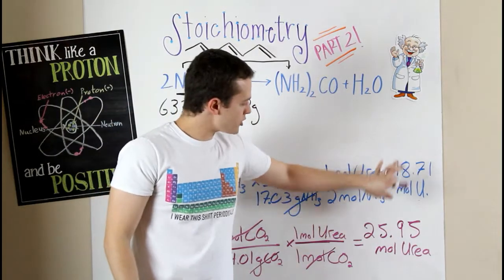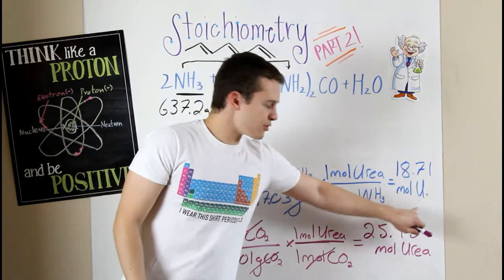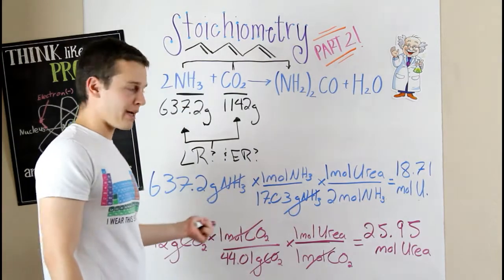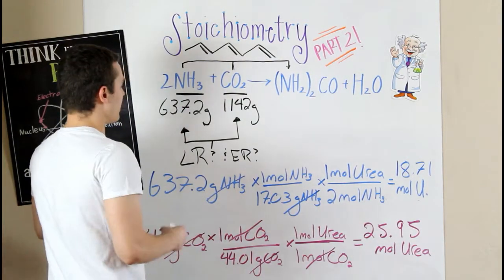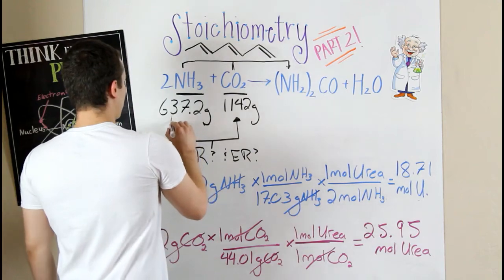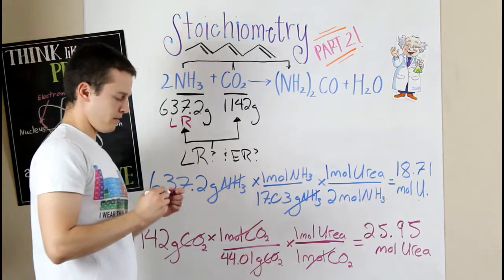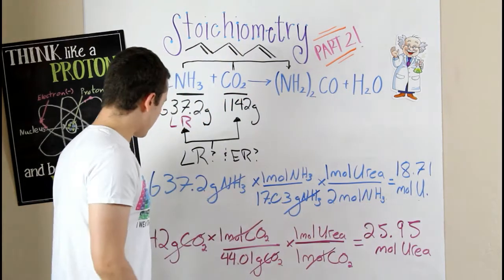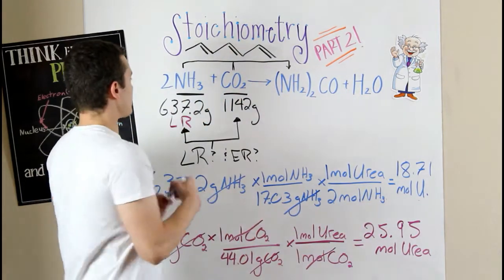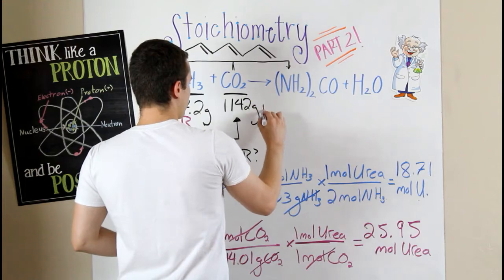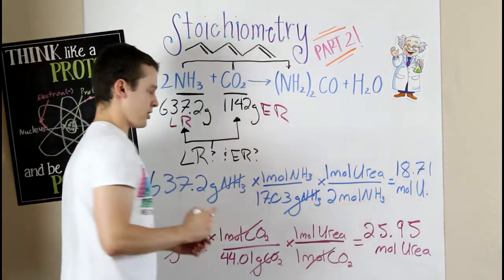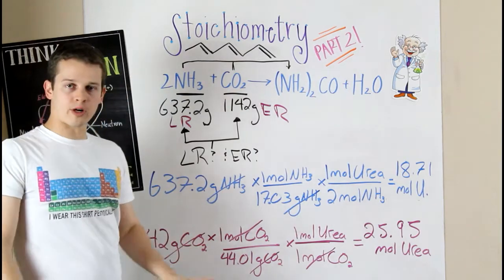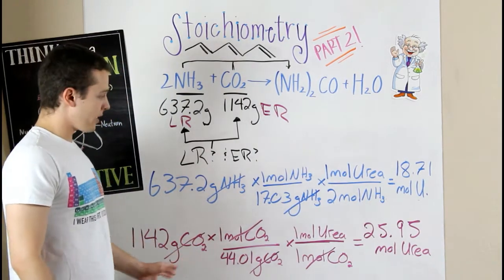When we are comparing our two answers here, the one that gives you the smaller amount of product is going to be your limiting reagent. That means ammonia, in this case, is our limiting reagent, because it produces the smaller amount of our product. Whereas CO2 is going to be our excess reagent. There's going to be a little bit left over in our reaction flask, which is okay.